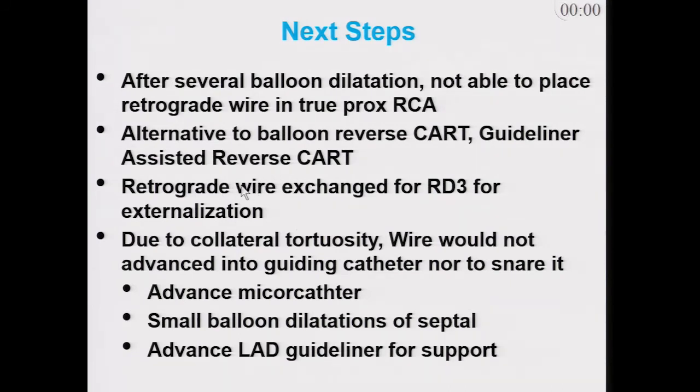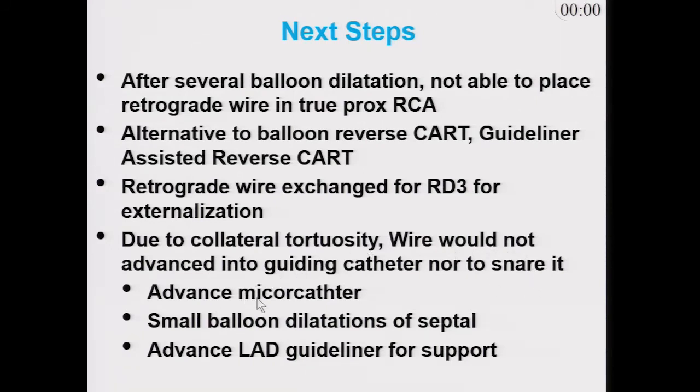Now we're supposed to what? Snare the wire, so use a retrograde wire exchange length RG3 for externalization. However, due to the collateral tortuosity, the wire will not advance into the guiding catheter, and even after dilating the collaterals, I was not able to advance the wire into the aorta in order to snare it.